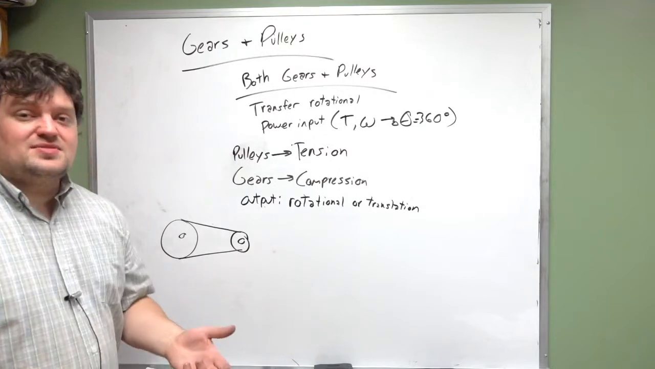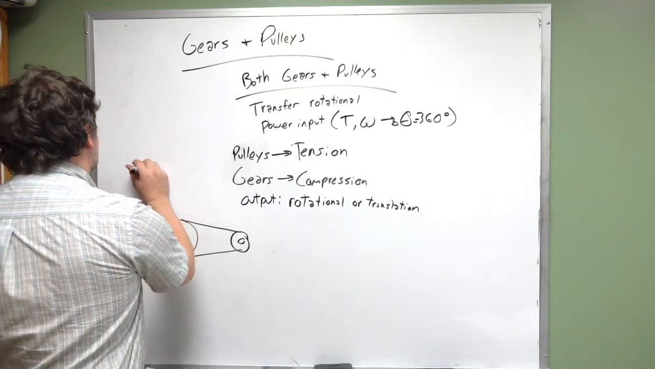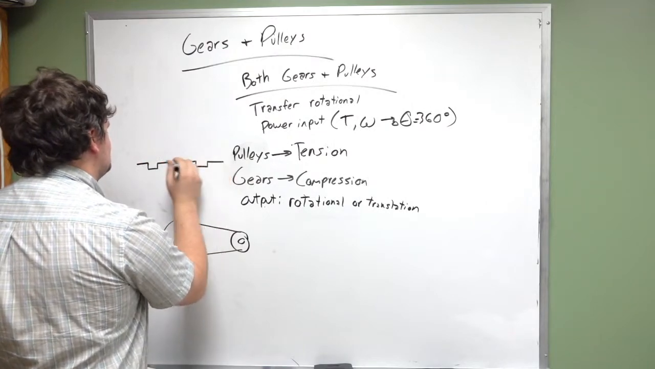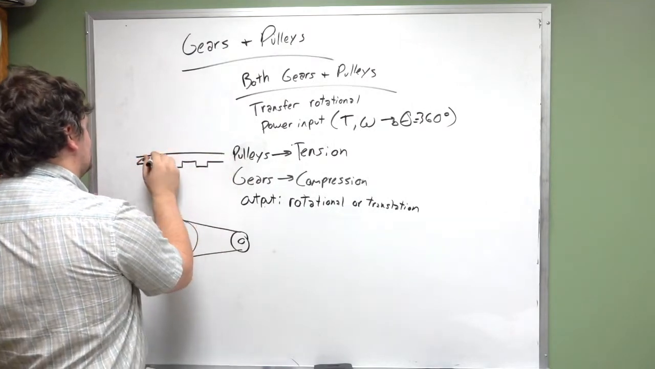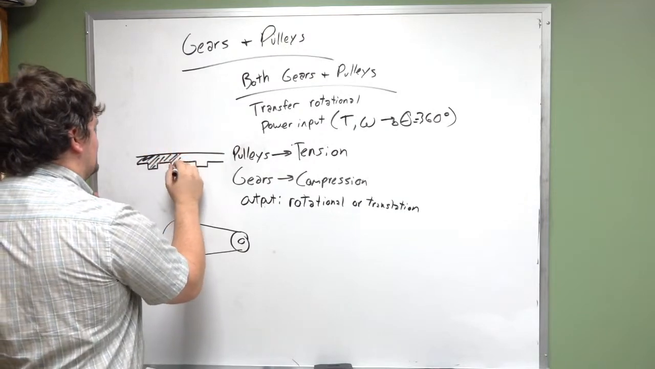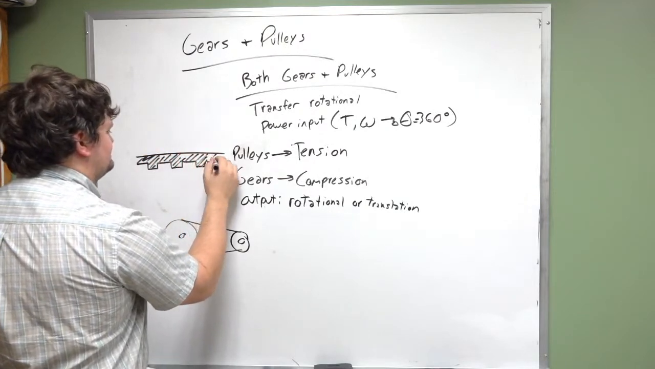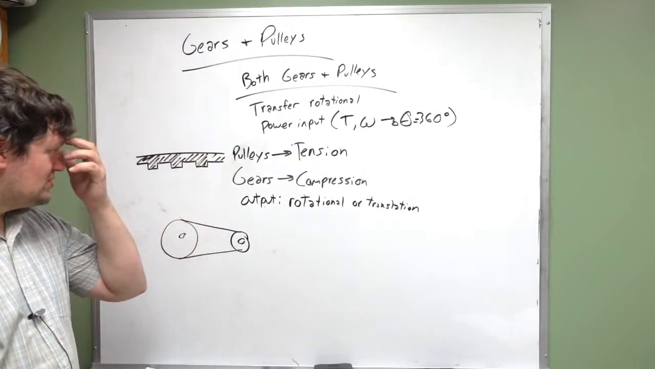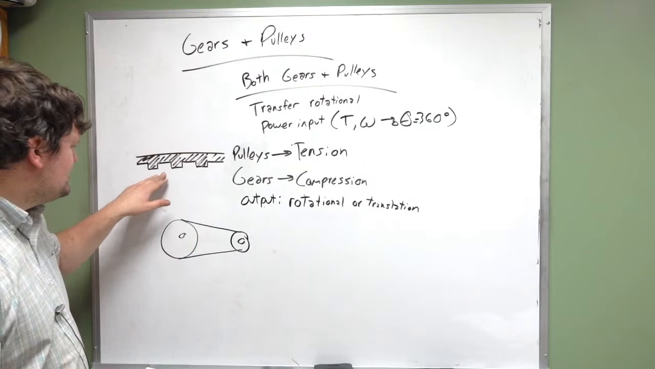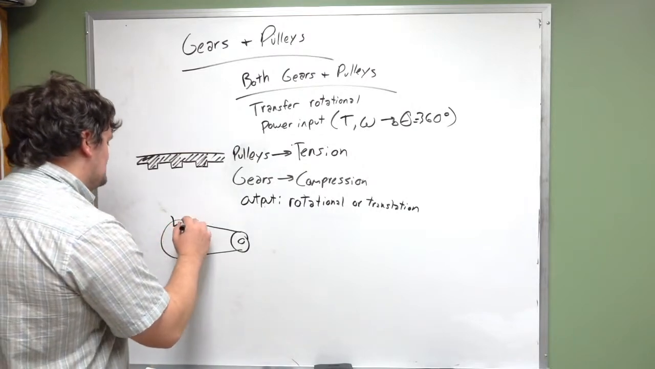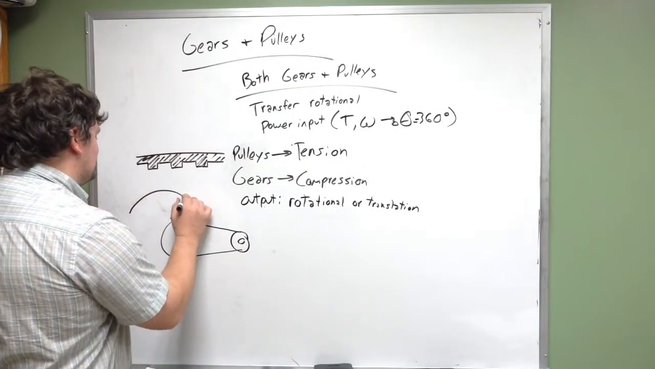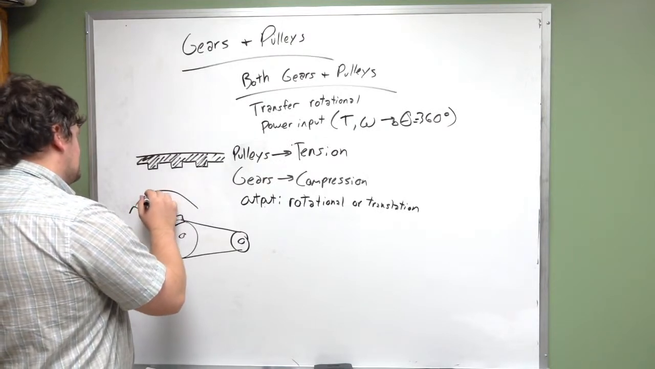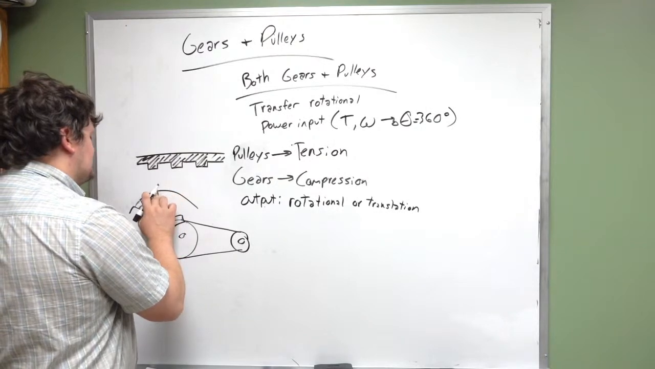You have what's called a timing belt. A timing belt looks like this on the bottom side of it. It has little ridges that go down. Oftentimes these are fiber reinforced, really, really strong belts, but they have these ridges. And then if you zoom in on the gear, the way the gear looks is it actually also has those same ridges, kind of like it's a gear.